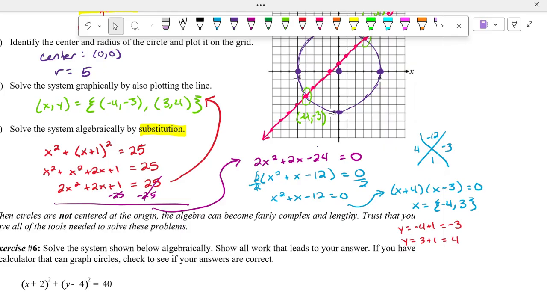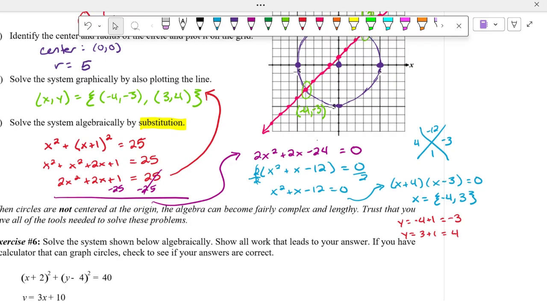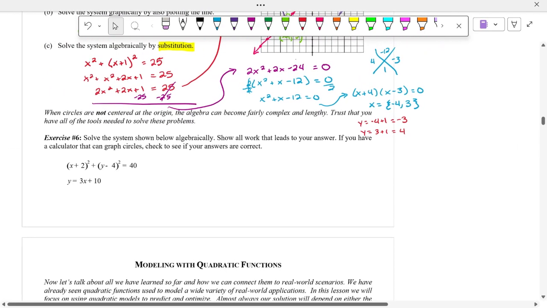Now, that's when it's centered at the origin. But if our circle isn't centered at the origin, that's when it gets a little dicey. All right? But we're still going to do it.